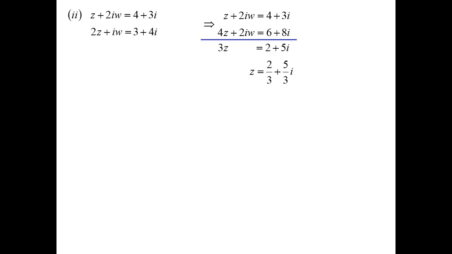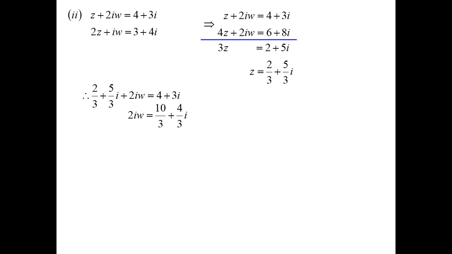You could have simultaneous equations involving complex numbers. So w and z are both complex numbers. But the rules don't change. You just want to eliminate. So we'll make the coefficient of either the z or the w the same. I've made the coefficient of w the same. So I've multiplied the bottom one by 2. So 3z is 2 plus 5i. So I know what z is. Go and substitute back in. So exactly the same rules. They aren't changing. And then now let's play around with that to work out what w is.